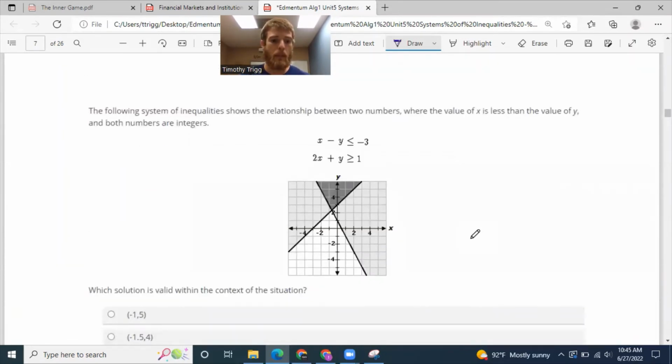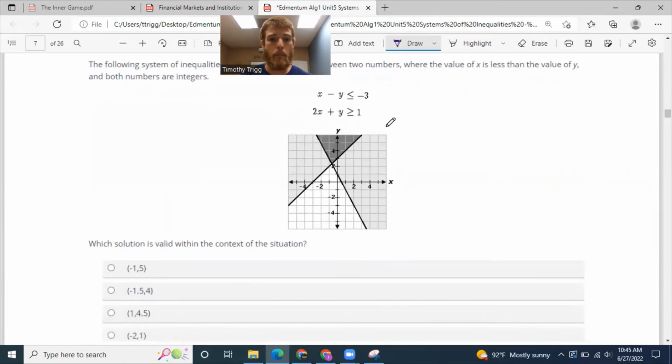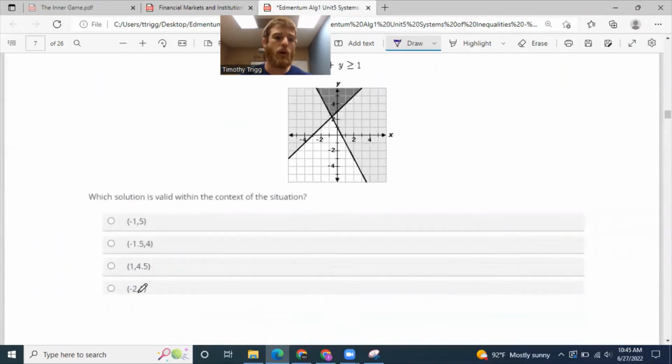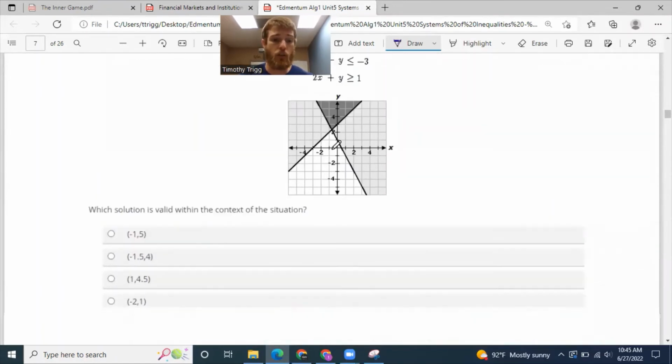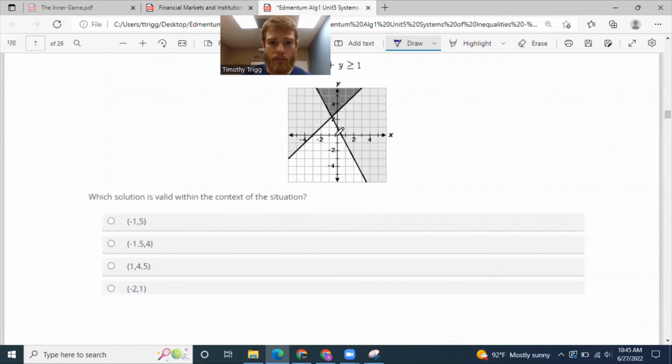Okay. The following system of inequalities shows a relationship between two numbers where the value of x is less than the value of y, and both numbers are integers. So we have this system. Basically, we want to see which of these coordinate points would work as in the double shaded region, essentially. So -1, 5. Okay. I would say that's in the double shaded region.